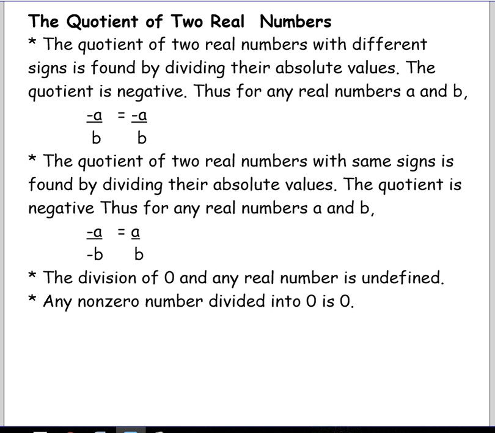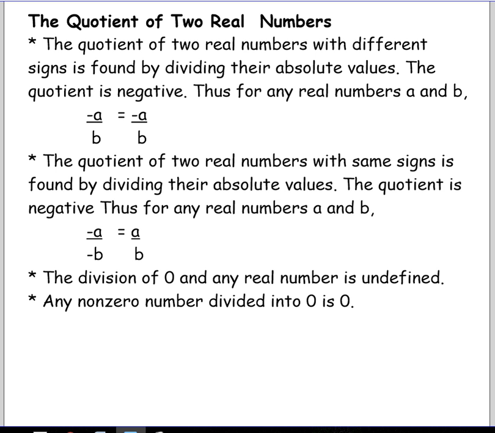Thus, for any real numbers a and b, negative a divided by b equals negative a over b. And so again, when you see one sign that's negative, your answer is going to be negative. But if we have the same sign, we are going to have a positive value. So their example is negative a divided by negative b is positive a over b. So again, the two negatives build a plus sign, or you can think of it as the opposite of a negative, which would mean a positive.